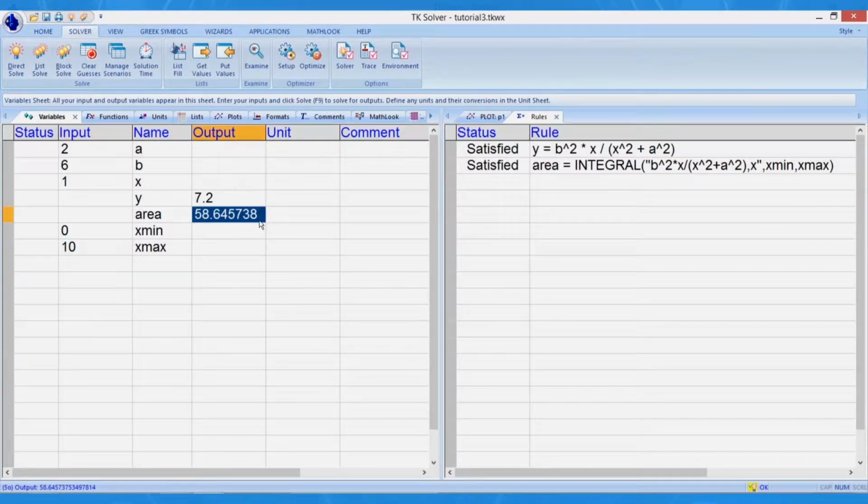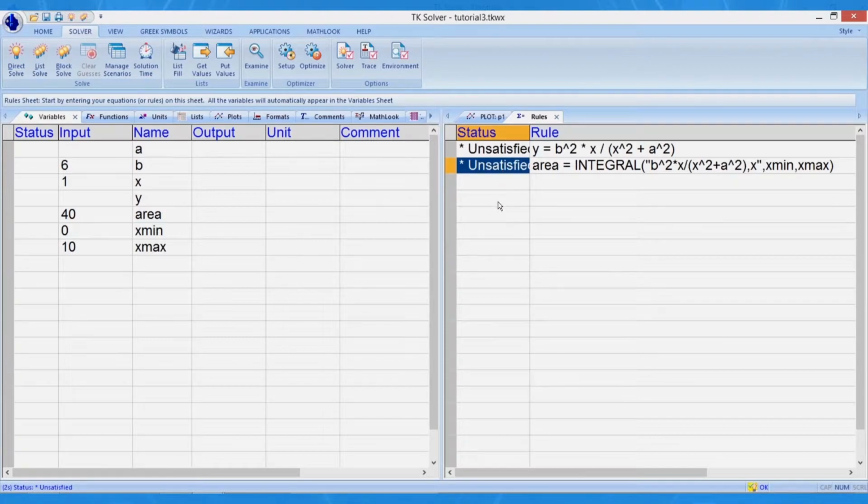Suppose we need to know the value of a, which would make the area equal to 40. We input 40 for area, blank the field for a, and solve. No solution. The integral function is not directly invertible. Iteration is required.